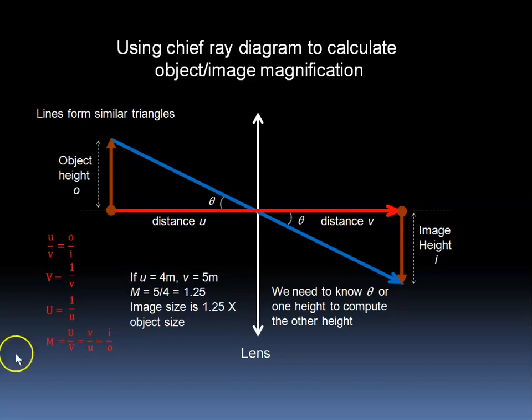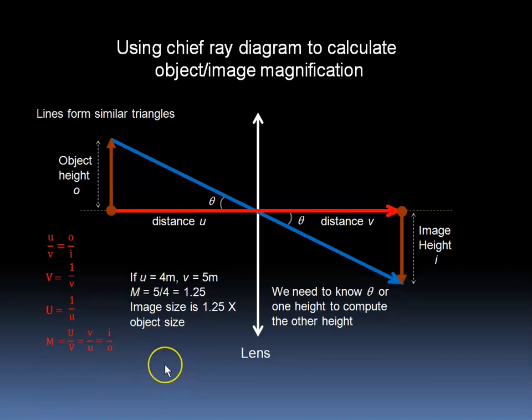Here is a numerical example. Let's look at the formulas. U over V equals O over I. Divergence V is 1 over distance V. Divergence U is 1 over distance U. Therefore, the magnification is equal to big U over big V equals small v over small u equals I over O. So if U is 4 meter and V is 5 meter, then the magnification is 5 over 4. Image size is 1.25 times the object size.